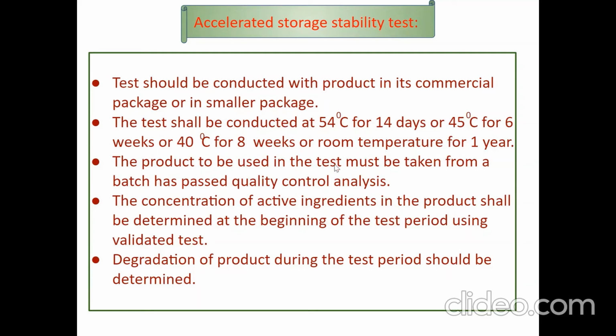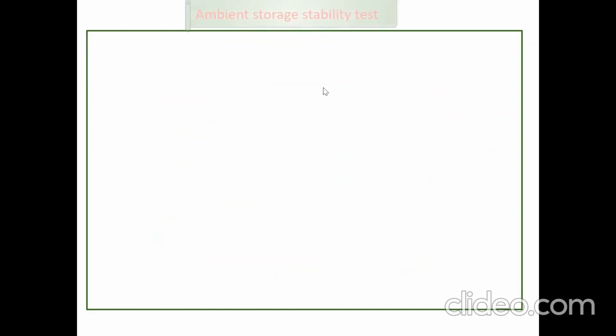So that is the whole thing related to the accelerated storage stability test and the important points included in it. At the end of the test period, the product should be examined for physical changes such as phase separation or clumping, any changes that would interfere with usefulness. If the product is suitable for the 14 days study or for the 1 year study, then the storage stability test would be completed. Now the second type, that is the ambient storage stability test.